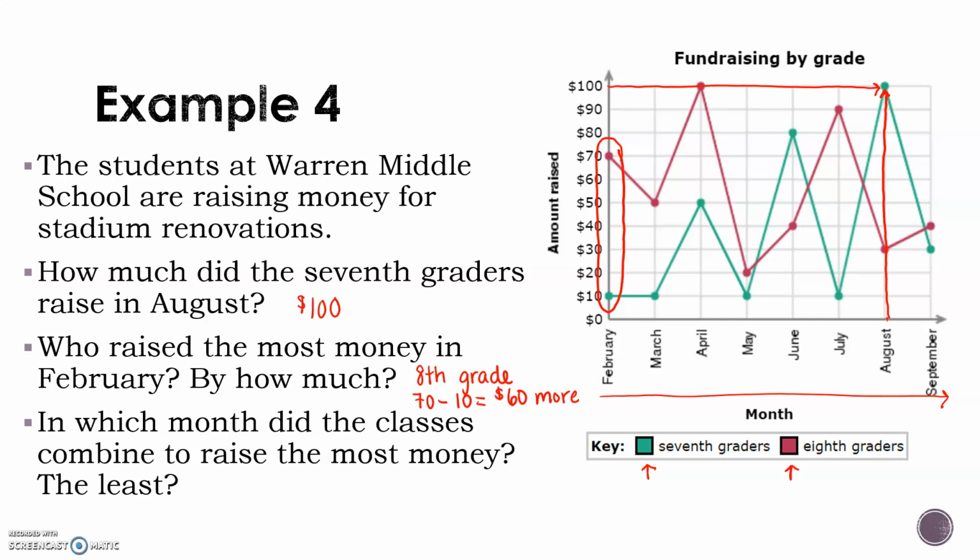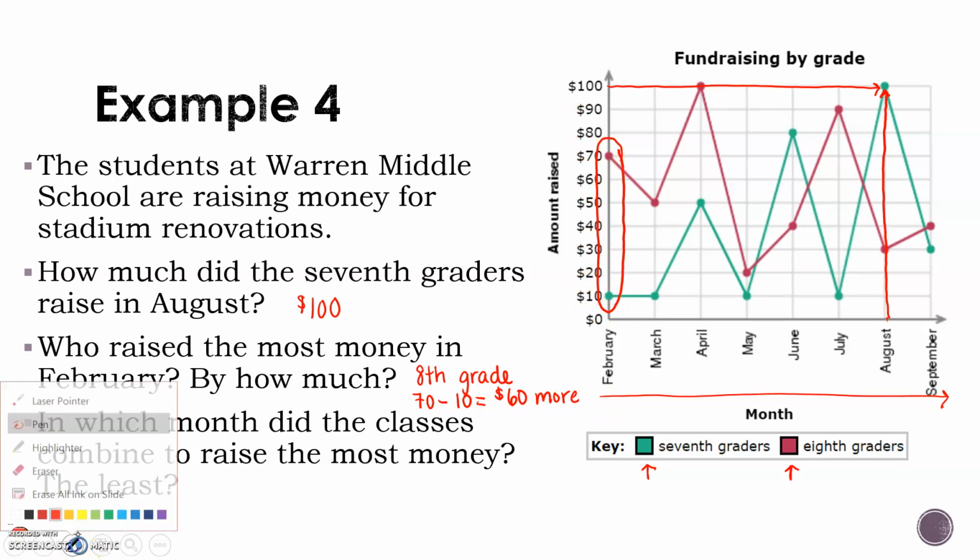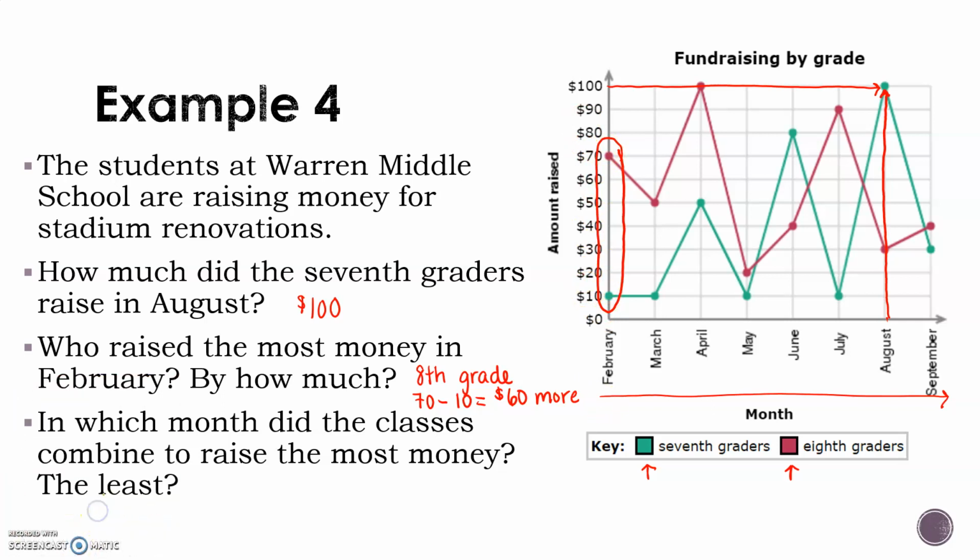And then, in which month did the classes combine to raise the most money and the least? So what I need to do is say, okay, combined, how much did they raise in February? I'm going to switch colors because it's getting a little overcrowded with the red. So in February, they raised $80. 70 plus 10 gives me 80.